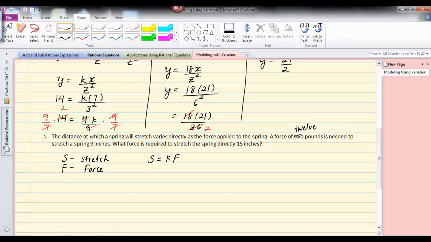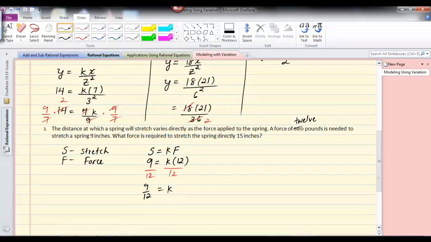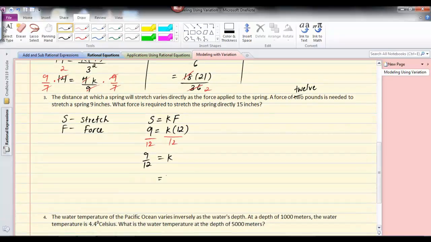So my stretch, we said, is 9 equals K times force, which I changed to 12. How do I solve for K? Well, divide both sides by 12, right? So that gives me K on the right-hand side, 9 over 12, which I can further reduce to 3/4. So now my equation looks like S equals K, which we said is 3/4 F.